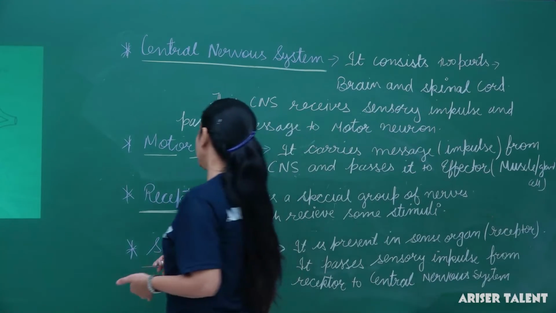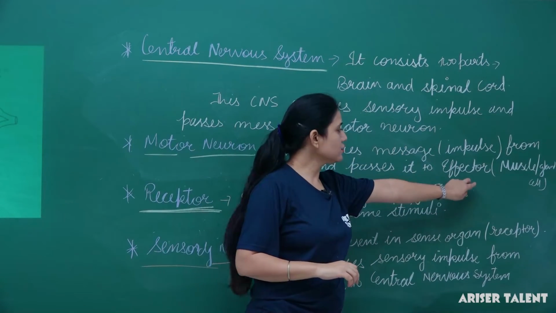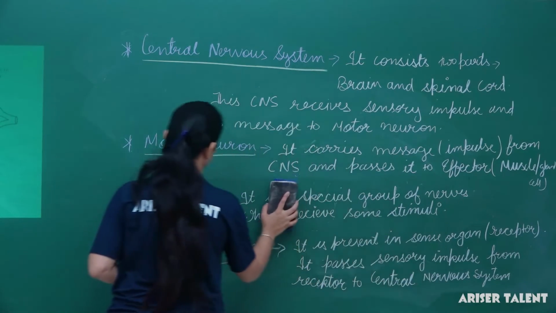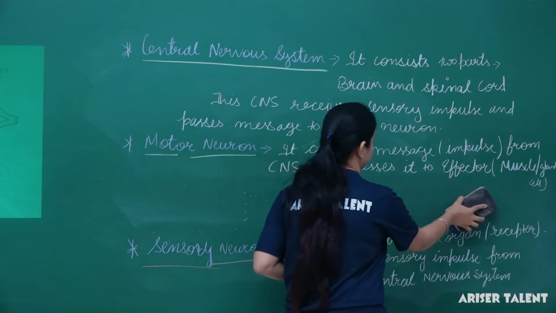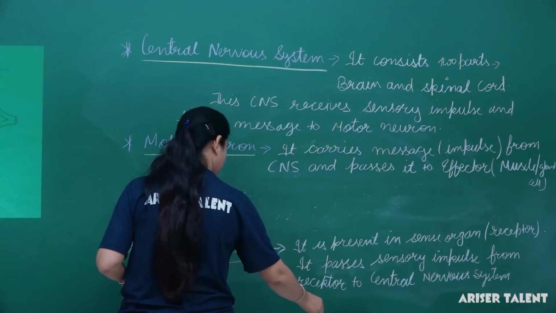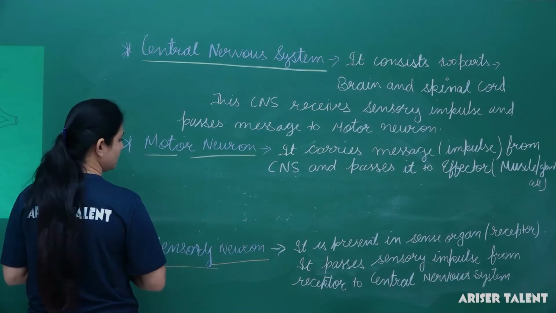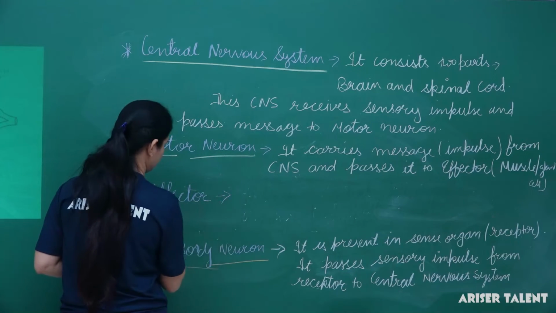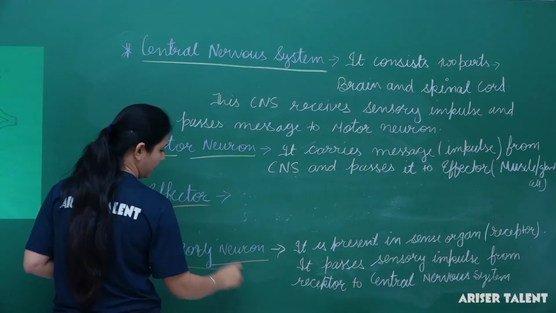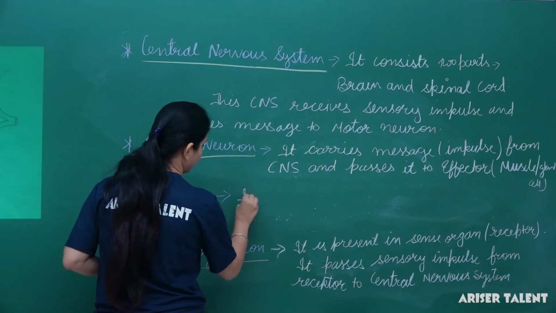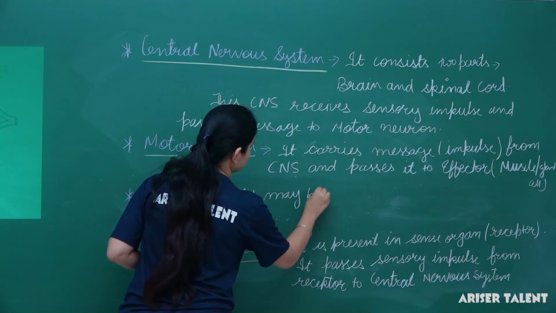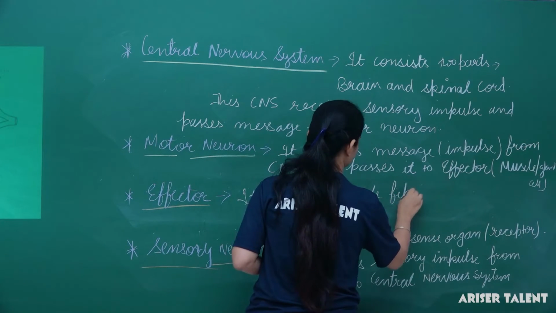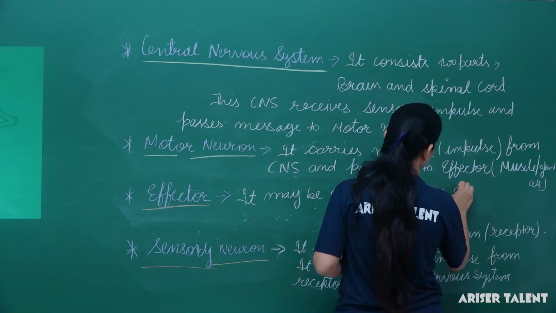Fine. And the last one is the effector, because the motor neuron is already passing the messages or impulse to the effector. The last part of this path is the effector. What is an effector? It may be muscle fiber or gland cell.